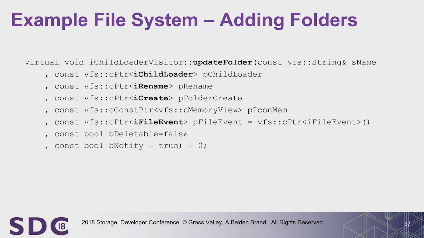And this update folder, you can see it takes lots of these different interfaces, but the only ones it actually needs are a name and the child loader. All the rest, you can just put in nulls if you don't want to support that part of the interface. But if you do, then you just put in these extra mix-in implementations, and then suddenly you've got notifies and deletes and renames, all that sort of support. Depends what type of file system you're trying to write.